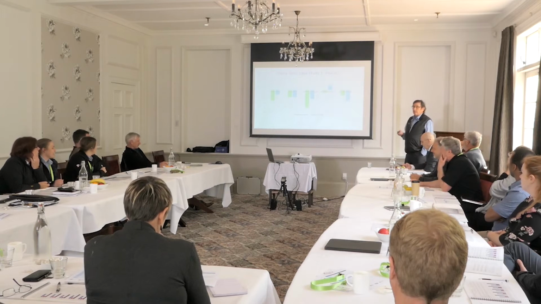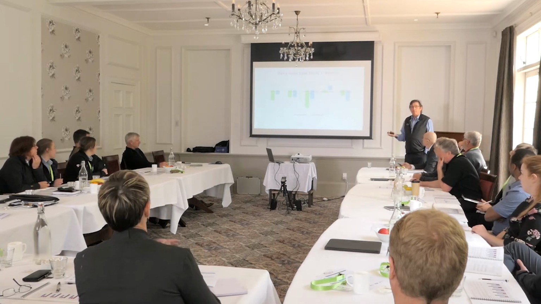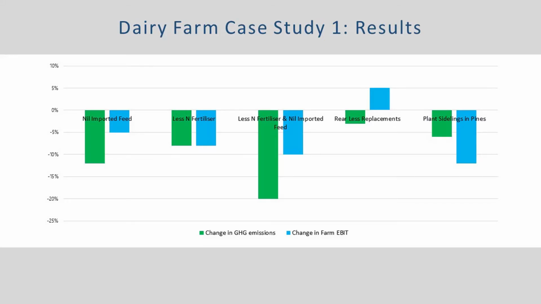And then that's just a graph, because it always looks better on a graph and it's a bit easier to understand. So in there, the green is your change in greenhouse gas emissions and your blue is the change in the farm EBIT. So it's something very quick and easy for the farmers to recognise, because in essence what you're really looking for is a reduction in greenhouse gas at a limited cost.